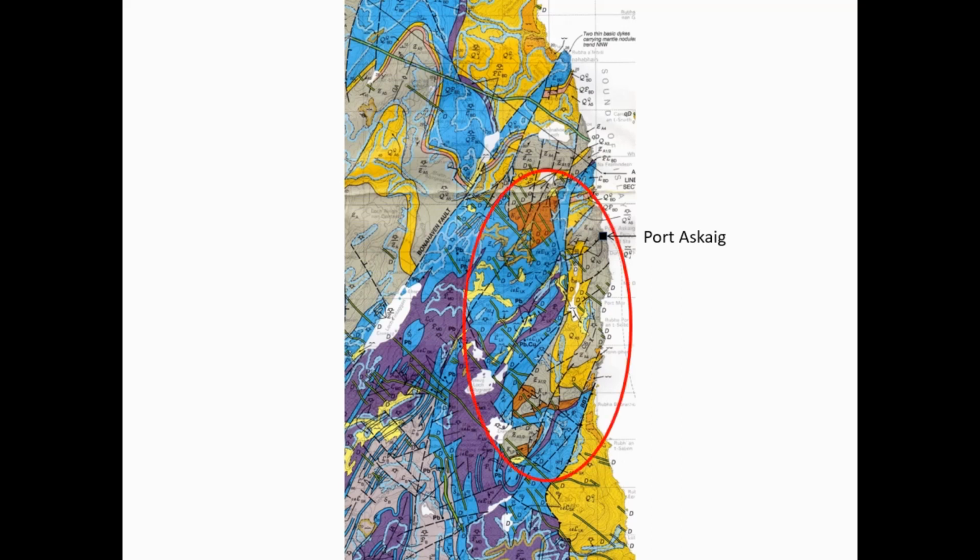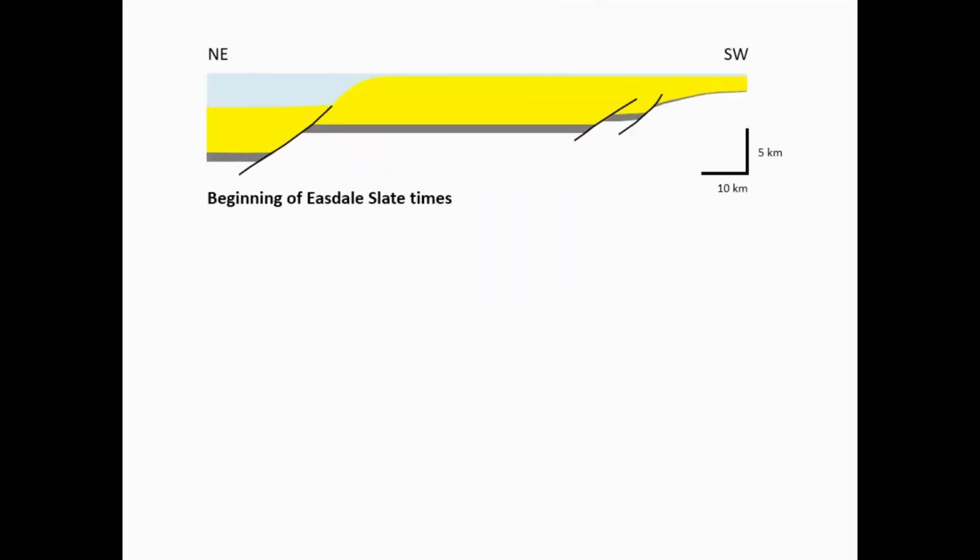The Port Askaig Formation occurs in sort of three outcrop belts, one here, another one to the north, and another one to the west. So let me try and tie these things together into what may have been happening.